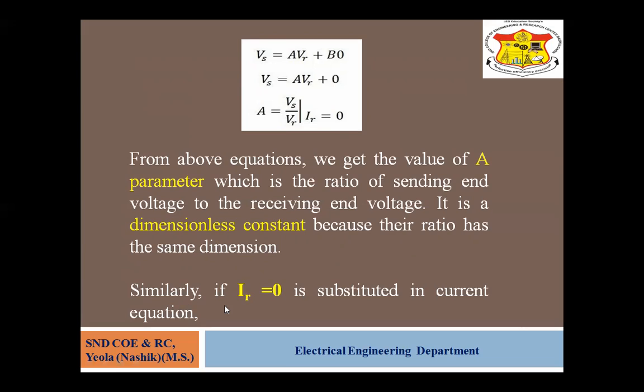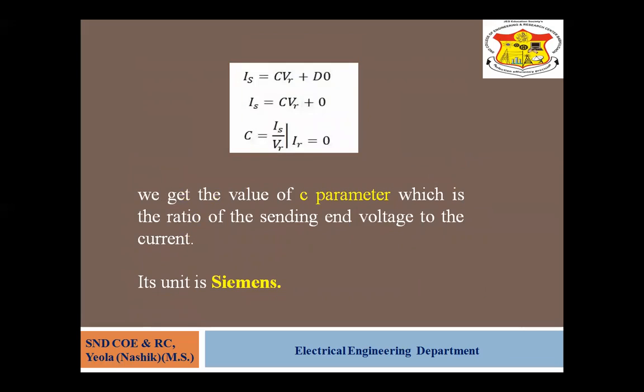Similarly, if IR equal to 0 is substituted in the current equation, Is is equal to C VR plus D into 0, so Is is equal to C VR. So the constant C is equal to Is by VR at IR equal to 0. We get the value of the C parameter, which is the ratio of the sending end current to the receiving end voltage. The unit is Siemens.